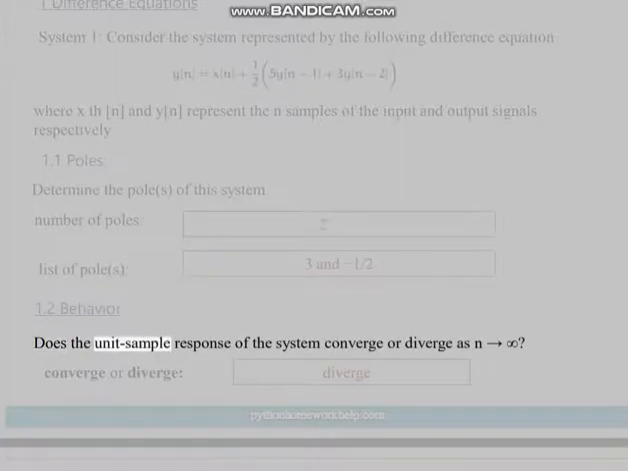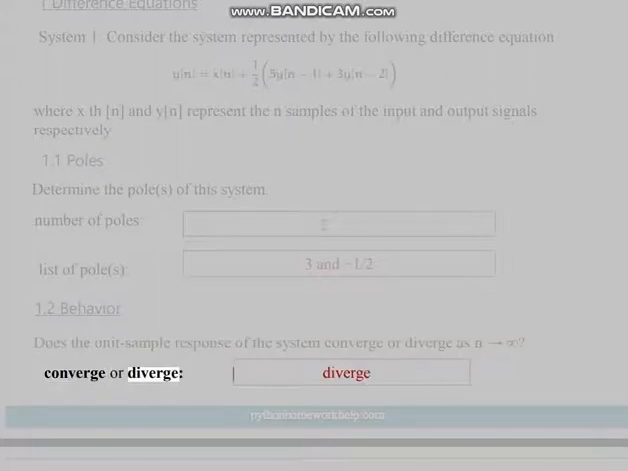1.2 Behavior. Does the unit sample response of the system converge or diverge as n goes to infinity? Converge or diverge? Diverge. Briefly explain.